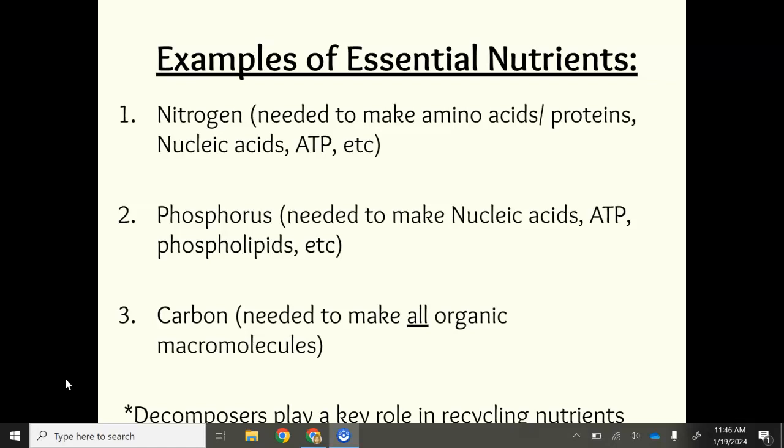Phosphorus is also an essential nutrient. We need it to make a lot of things, such as nucleic acids. Remember, there's a phosphate group in each nucleotide. So that also means we need it for ATP. ATP has a phosphate group. We need it to make phospholipids to build cell membranes, and so on. Carbon is needed to make all of the organic macromolecules. So carbs, proteins, lipids, nucleic acids, all of them contain carbon. All living organisms need carbon, a lot of it. It's an essential nutrient. Decomposers play a key role in making sure these essential nutrients get recycled through the ecosystem.